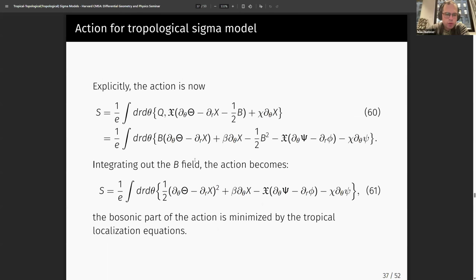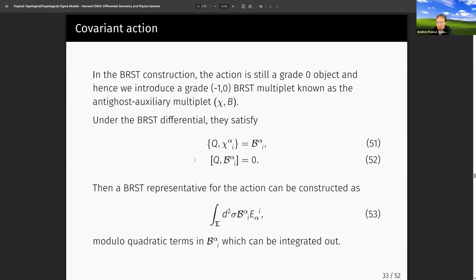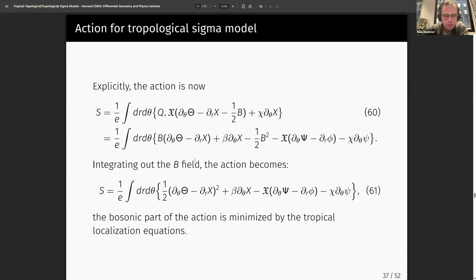Can you remind me what E was? I'm sorry, which one? E, the prefactor. Oh, just a coupling localization constant equation. Oh, sorry, you meant this E. There it was. Yeah, sorry. Yeah, okay. But yeah, sorry, I didn't find it.